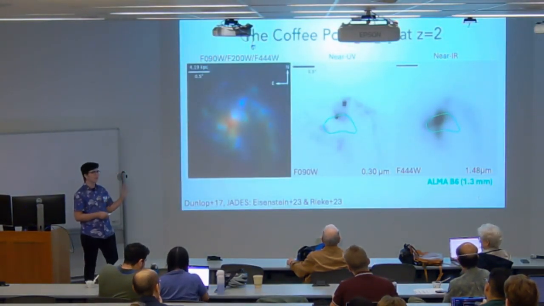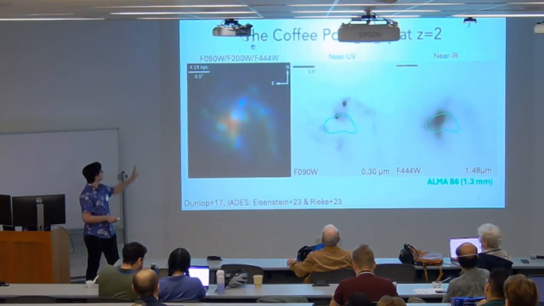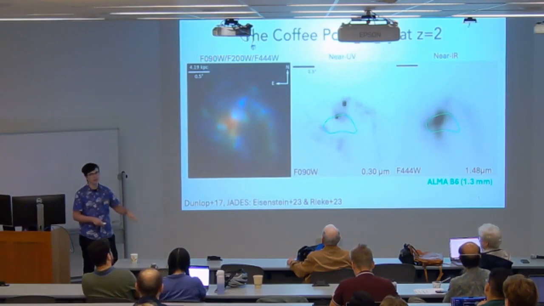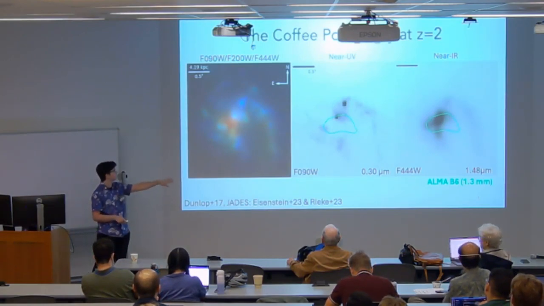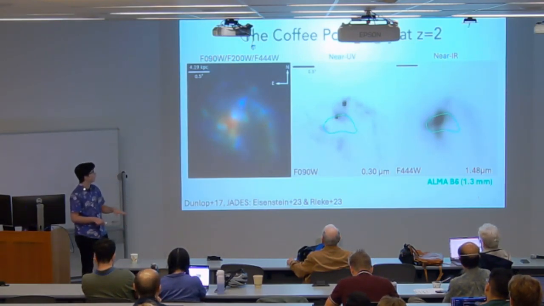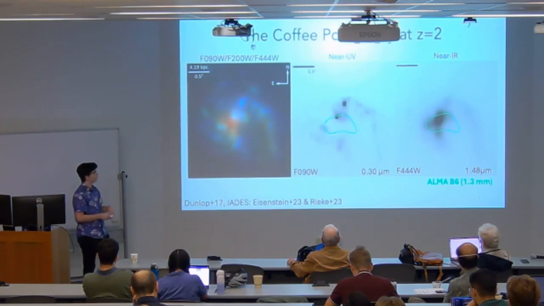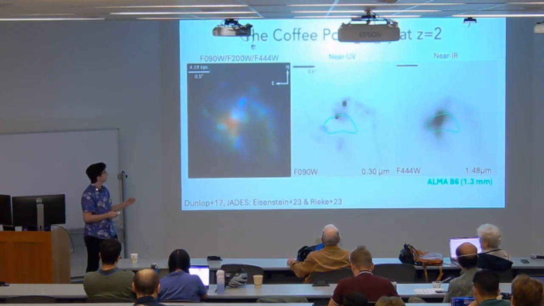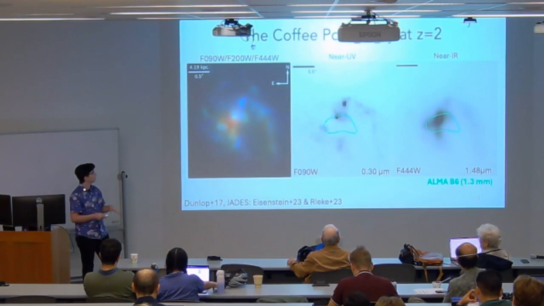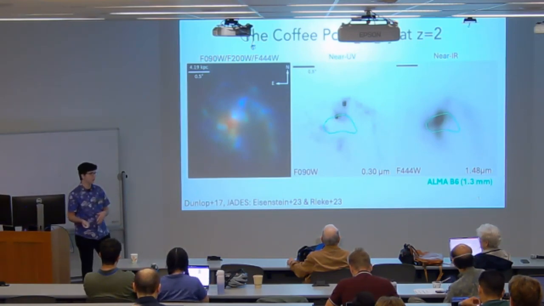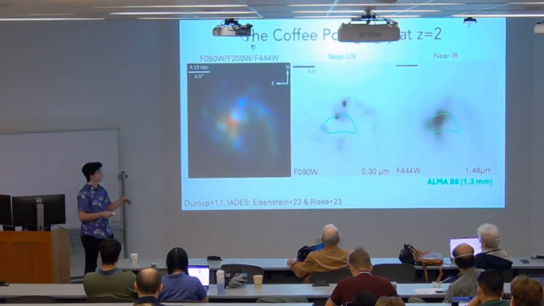So here are some RGB images. The left is from SHADES, going from the near UV to the near IR. And I show the red and the blue on the right side. We also have contours from ALMA, 1.3 millimeter. And the flux in that is twice as much as could be explained by star formation. Those galaxies hosted in AGN.